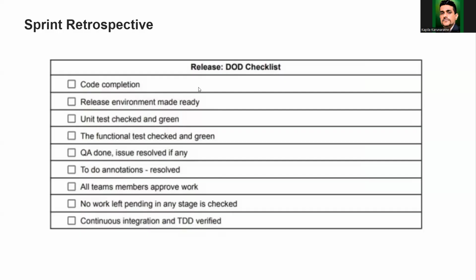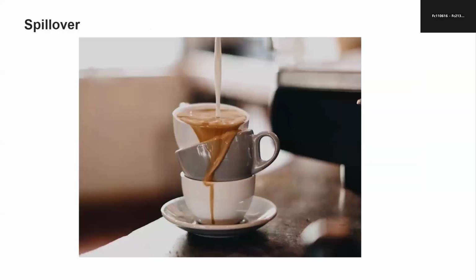In the retrospective we will find out what we have done, what went well and what didn't. At the same time we need to identify the spillovers. Sprint one we have completed and there are things that spilled over, so we need to bring them to the next sprint.